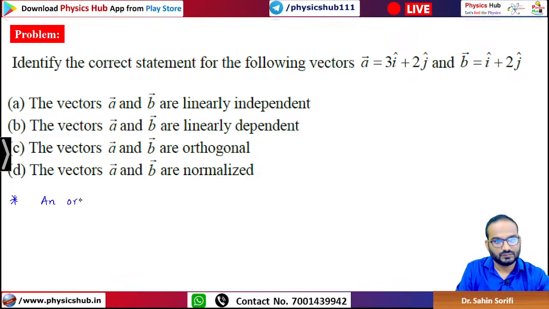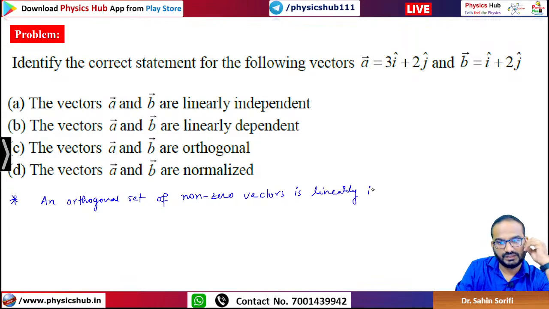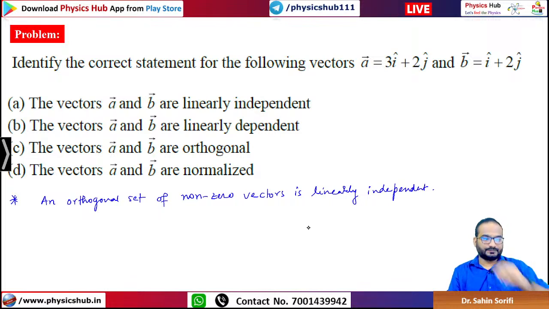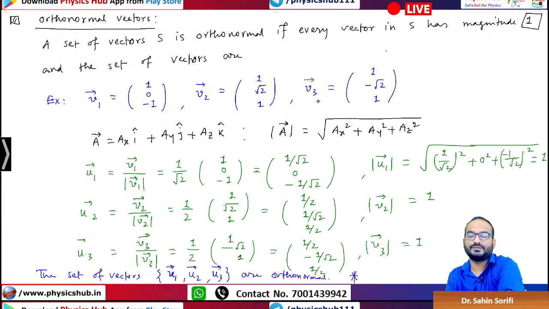An orthogonal set of non-zero vectors is linearly independent. So, if you consider v1, v2 and v3, then they will be linearly independent.